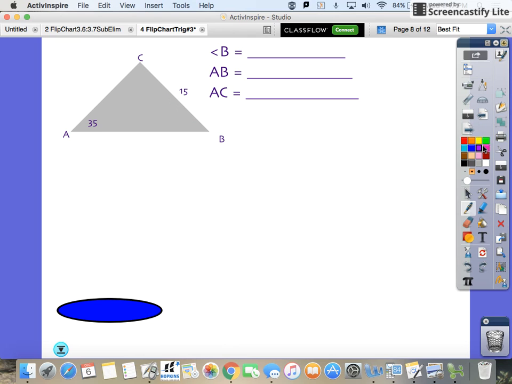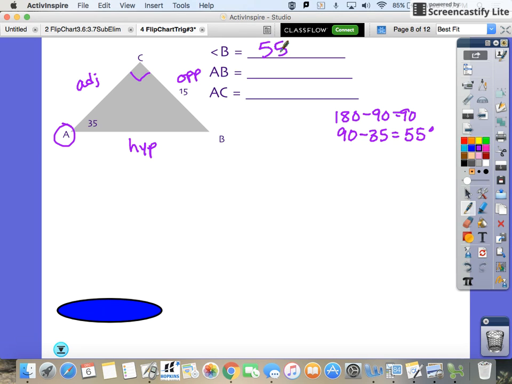All right, so first thing we do is circle the angle we are given. Okay, then we're going to label our sides. This is our opposite. Since that's 90, this is our height. This must be our adjacent. To find the other angle, we're going to do 180 minus 90 is 90. 90 minus 35 is 55 degrees. So angle B is 55 degrees.